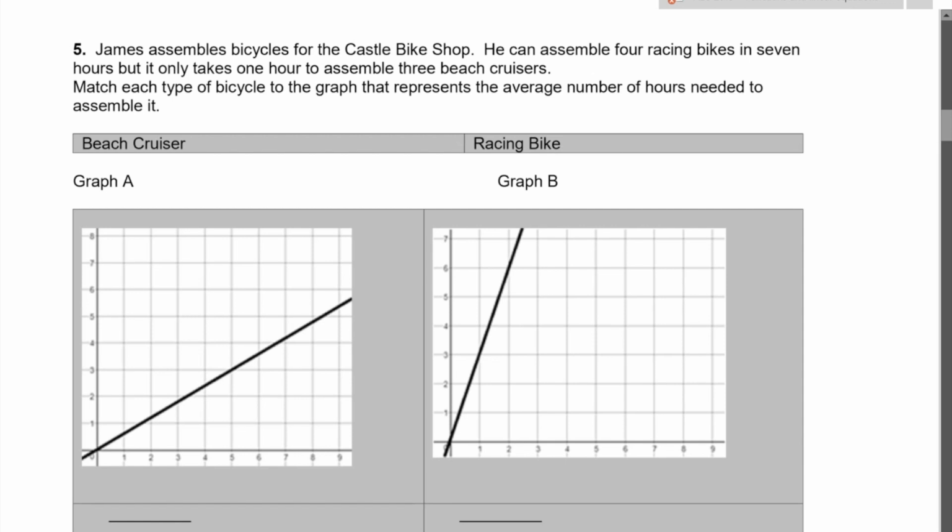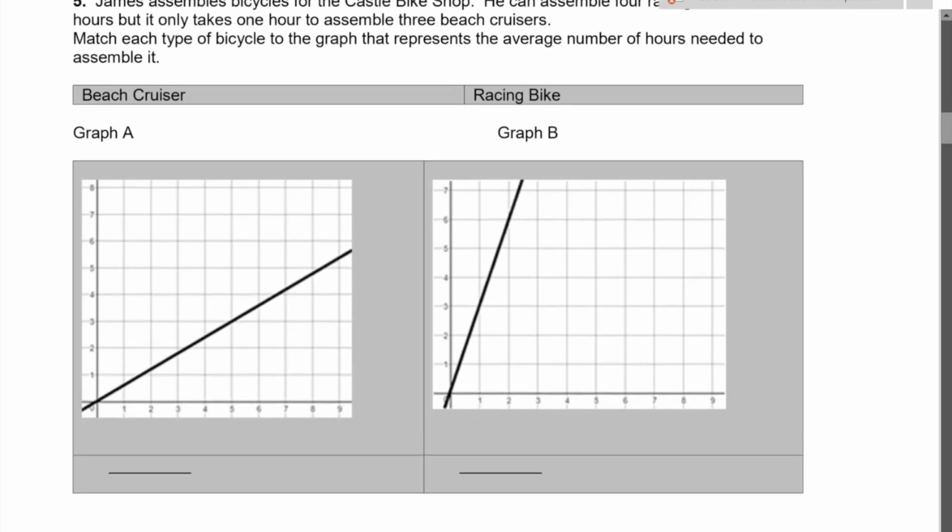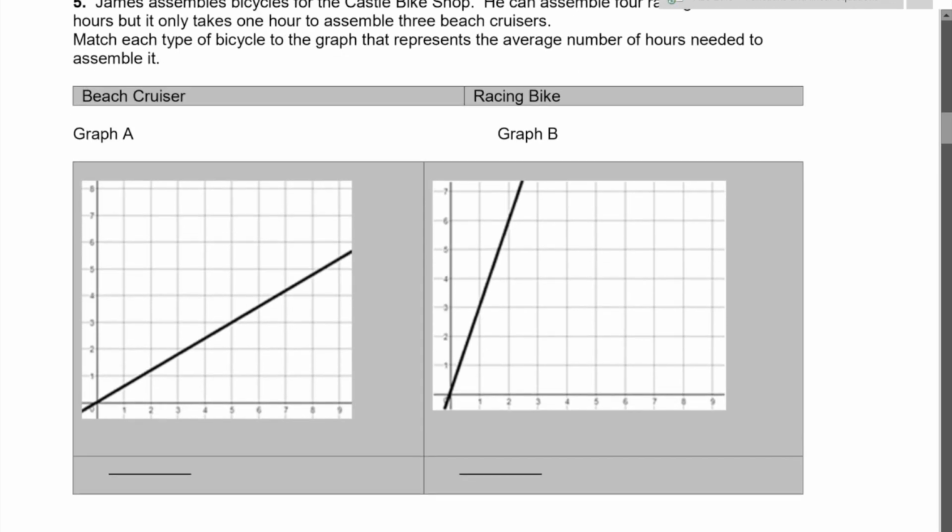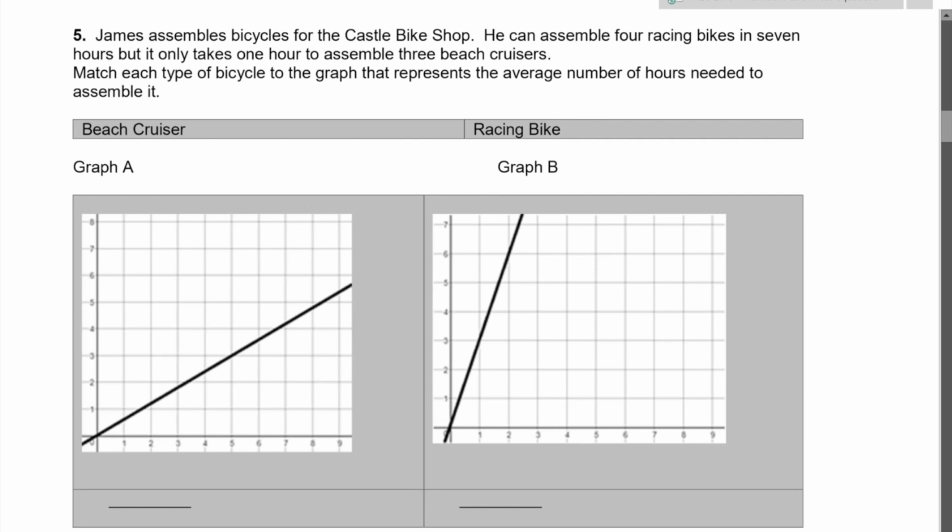Okay, James assembles bicycles for the Castle Bike Shop. He can assemble 4 racing bikes in 7 hours, but it only takes 1 hour to assemble 3 beach cruisers. Match each type of bicycle to the graph that represents the average number of hours needed to assemble it. So you have beach cruiser and racing bike. So just to clarify, beach cruisers take 1 hour to make 3 beach cruisers. Okay? And it takes 7 hours.